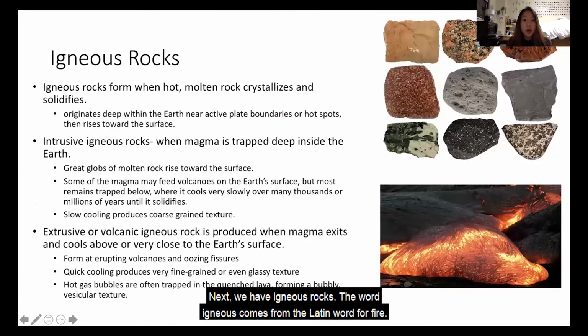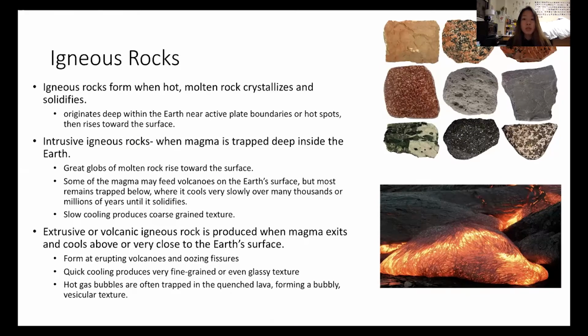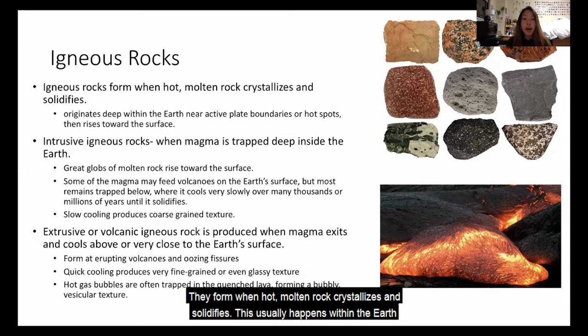Next, we have igneous rocks. The word igneous comes from the Latin word for fire. They form when hot, molten rock crystallizes and solidifies. This usually happens within the Earth, near the active plate boundaries or hotspots, then comes towards the surface.